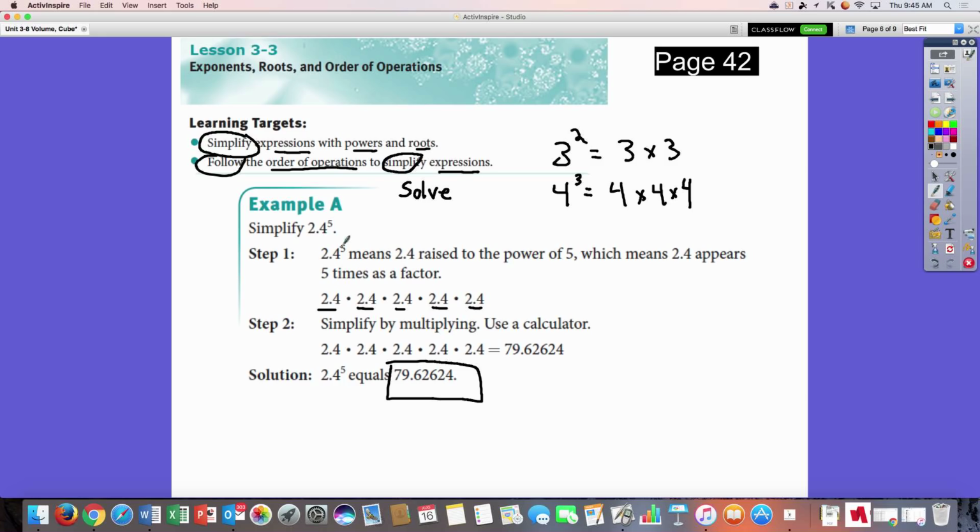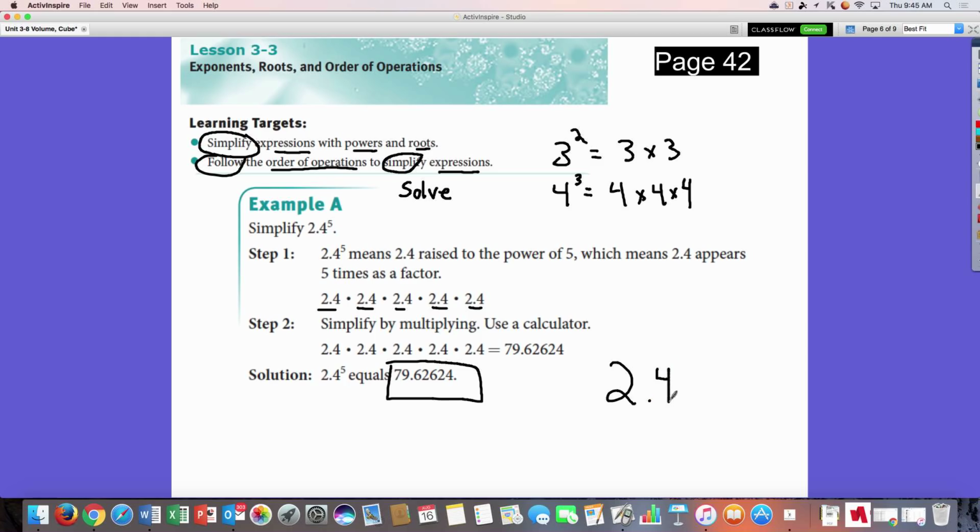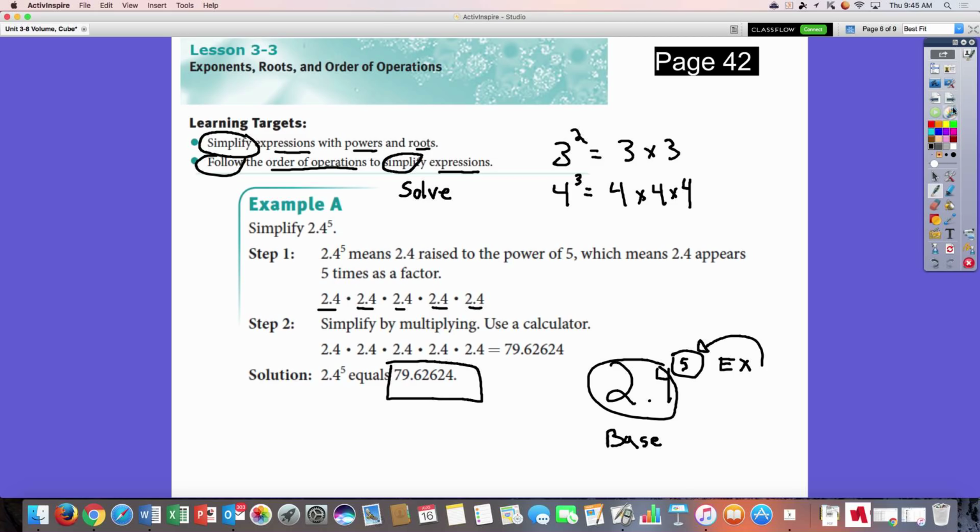Whatever this number is. So remember, I'm all about that base. Here's the base, and the exponent tells you how many times you need to multiply this number by itself. Base, exponent. I'm all about that base. And think about that. The base is like the bottom, right? The big whole number that we're talking about.